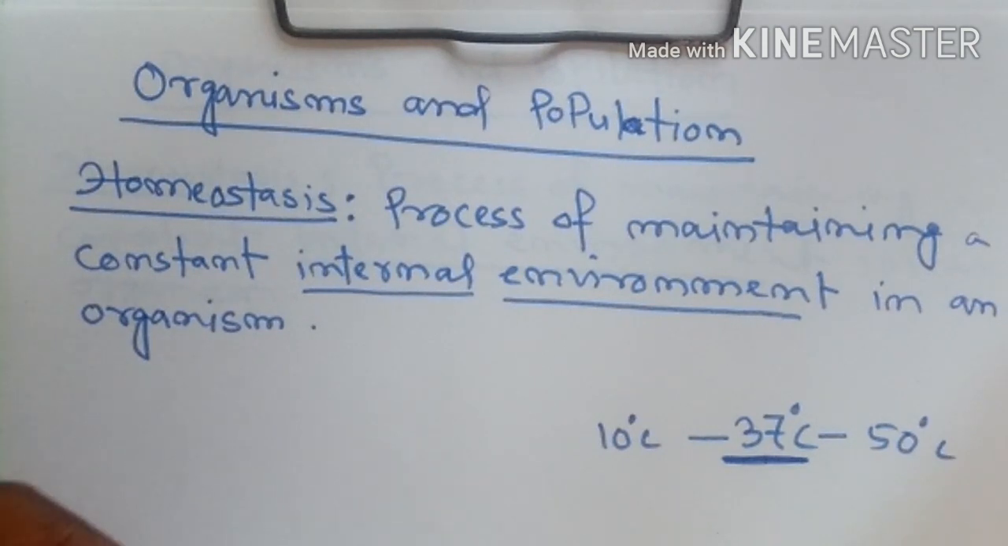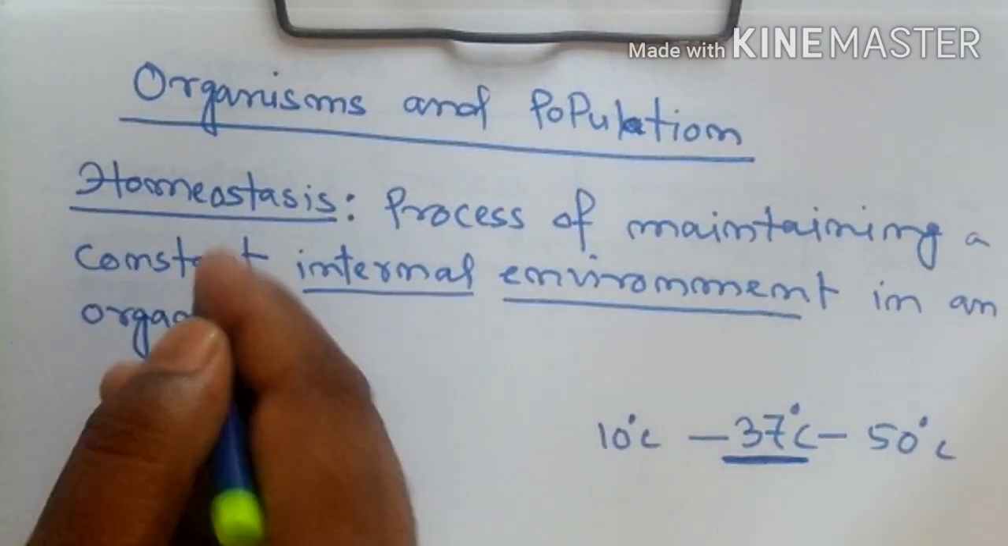Take another common example. During winter season, when the external temperature is very low, that means very cool, what happens? We shiver. Due to shivering, body temperature rises. On the contrary, during summer season, when the external temperature is very high, our body sweats, and due to this, our body becomes cool. These are some techniques to keep the body temperature or internal environment in a constant range. These techniques, this process, is known as homeostasis.